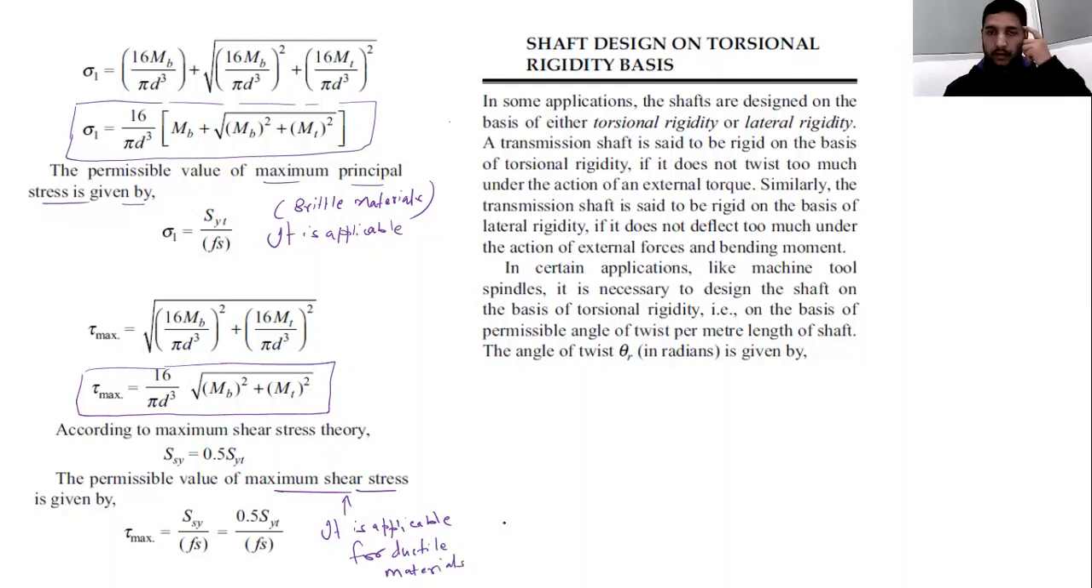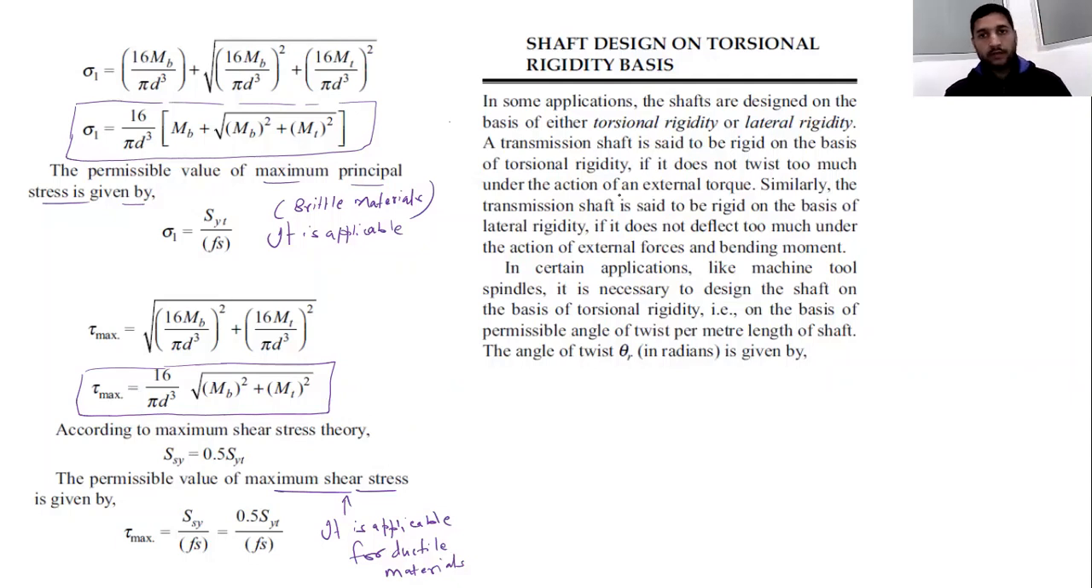Because when we are going to design the shaft, definitely we must have a material for the shaft, and it might be a brittle material like cast iron, or it might be a ductile material like steel, plain carbon steel. Depending upon that, we will use the formulas. Suppose we have a brittle material, then we will use this formula, and suppose we have a ductile material, then we will use this formula: tau max will be equal to 16 divided by pi d cube times under root of MB square plus MT square.